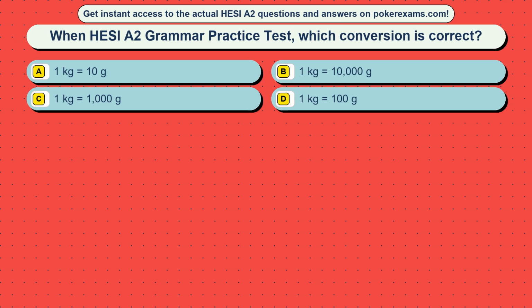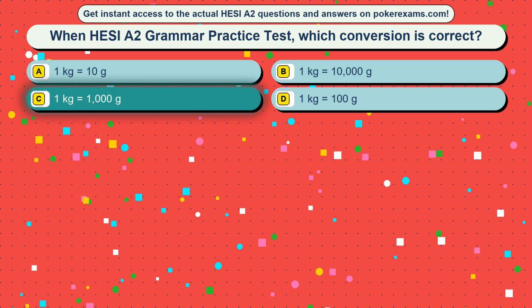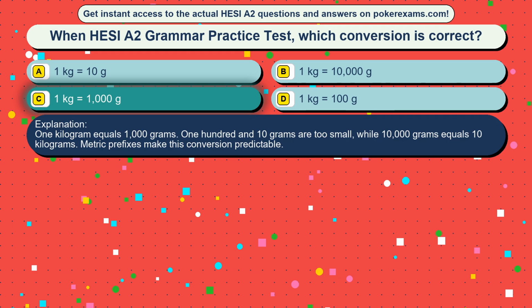Question 19. When HESI A2 grammar practice test, which conversion is correct? Option A, 1 kilogram equals 10 g. Option B, 1 kilogram equals 10,000 g. Option C, 1 kilogram equals 1,000 g. Option D, 1 kilogram equals 100 g. The correct answer is option C, 1 kilogram equals 1,000 g. 1 kilogram equals 1,000 grams, 110 grams are too small, while 10,000 grams equals 10 kilograms. Metric prefixes make this conversion predictable.